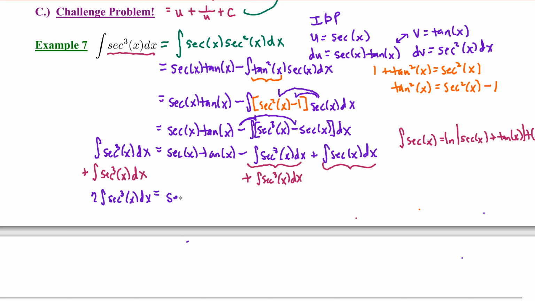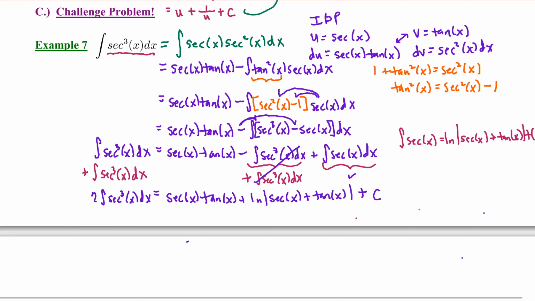Then we have this term, secant of x times tangent of x. Now remember, this integral went away, so those are going to cancel. And we've discussed, we do have a formula for integrating secant. It's the natural log of the absolute value of secant of x plus tangent of x plus c.